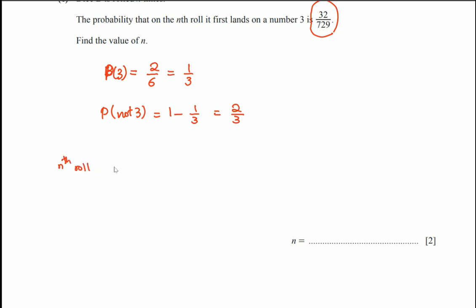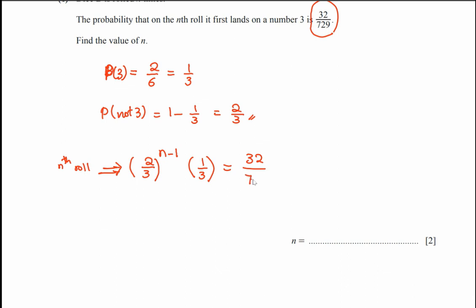So the nth rule, you have to memorize it: the probability of not getting the required, which is 2 over 3, to the power n minus 1, multiplied by the probability of getting the required, which is 3. So the probability of not getting 3, power n minus 1, multiplied by the probability of getting 3, which is 1 over 3. Put them like this, multiply them, and it equals the answer given in the question, 32 over 729.